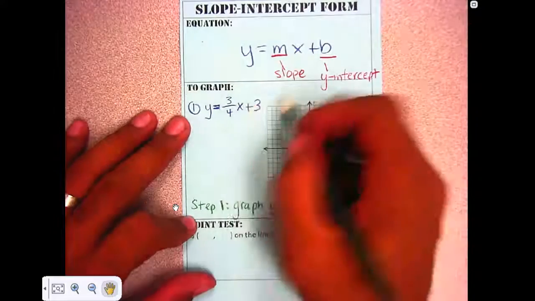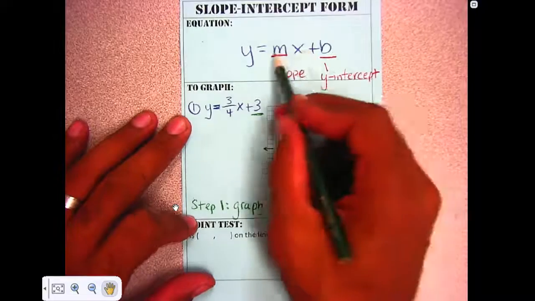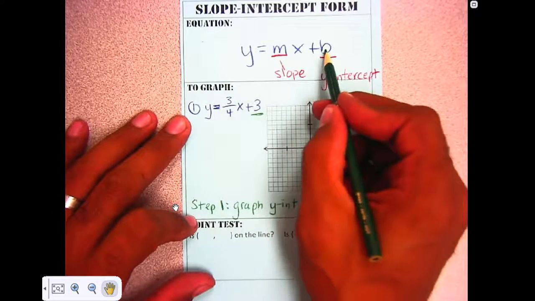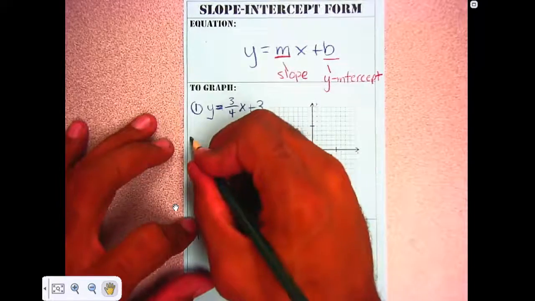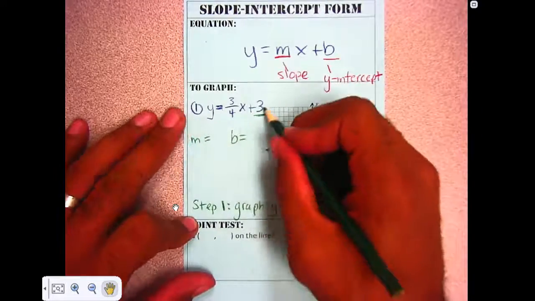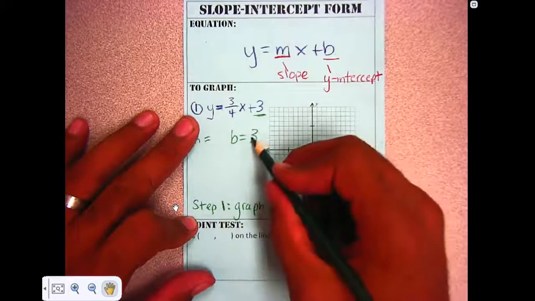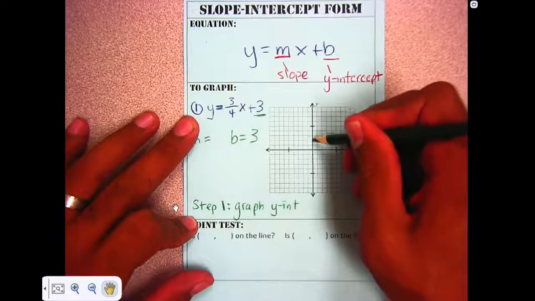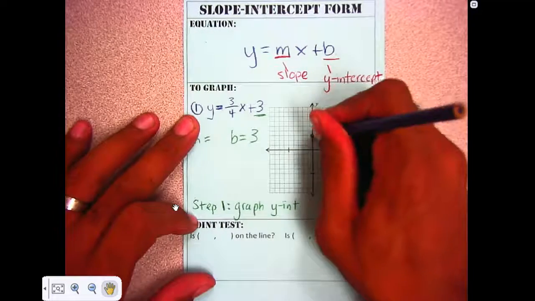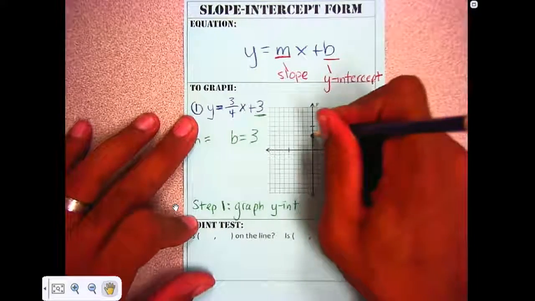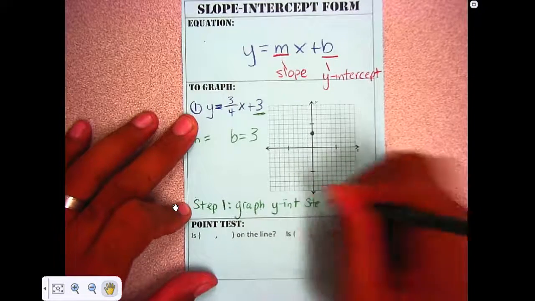So first, let's find that. The y-intercept here is going to be 3. As you can see here, y equals mx plus b. That number on the right, that's our intercept. So our b here is going to be 3. That's the first step, graph the y-intercept. Well, that's on the y-axis, so we go up to 3 and graph the point.